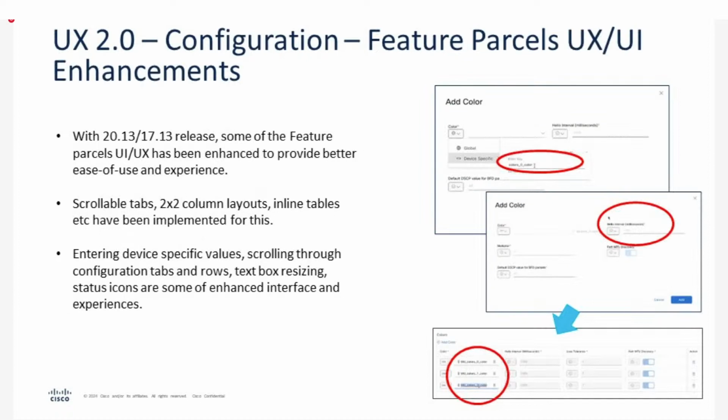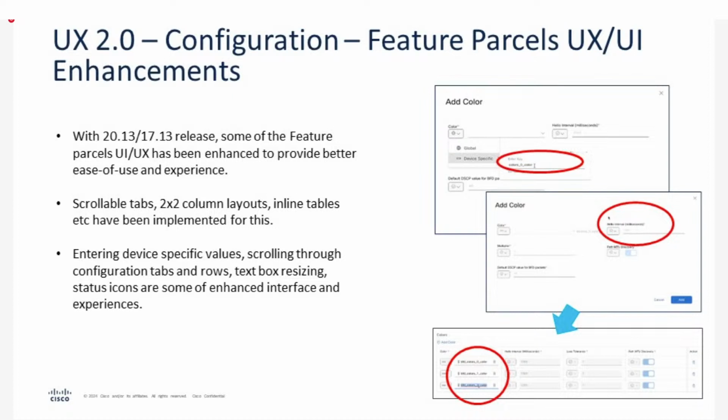Moving on, we have the UX 2.0 configuration, which is mainly talking about the feature parcel, UX and the UI enhancement. So as we discussed in the previous slide, to simplify the configuration approach, we have moved towards the configuration group, which is actually using the feature profiles and parcels, right? And this was introduced in 20.9.